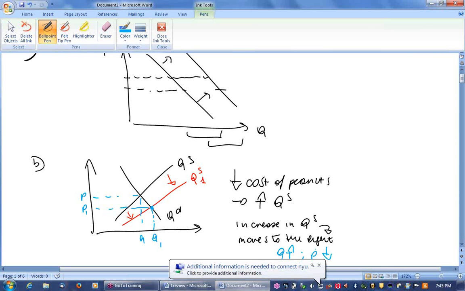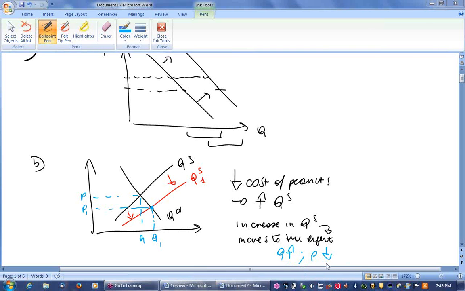Questions on this? So again, every time you have a decrease in the cost of the inputs of production, you have an increase in supply, right? Because you decrease the cost and the supplier is ready to supply more at lower prices.